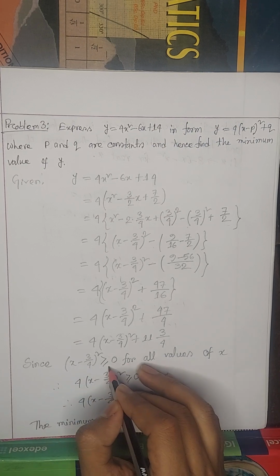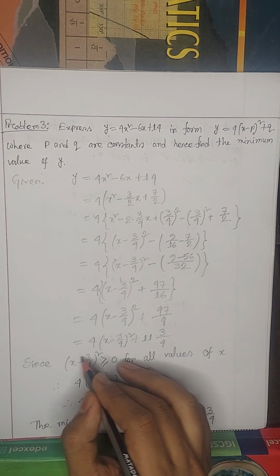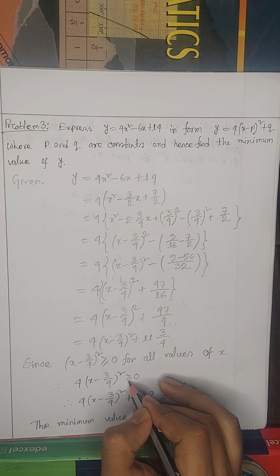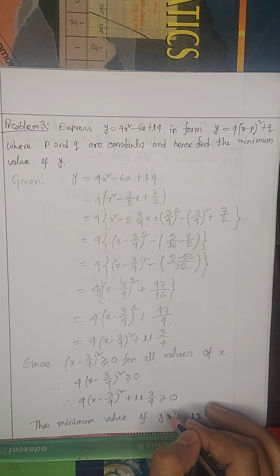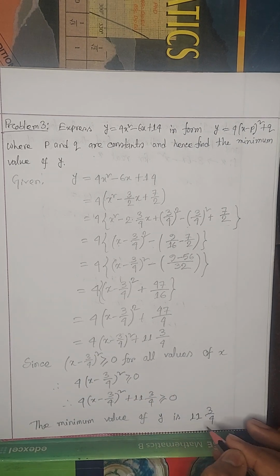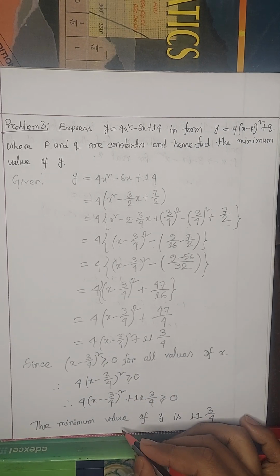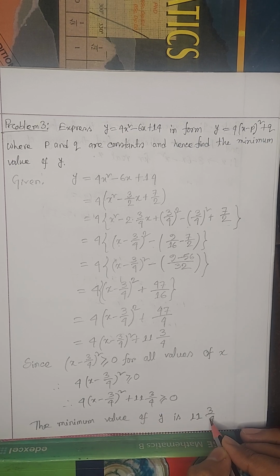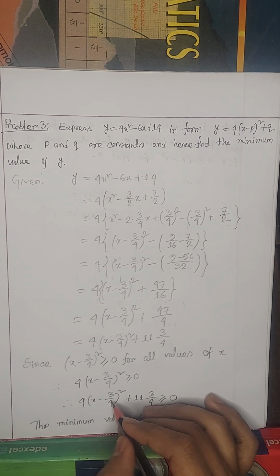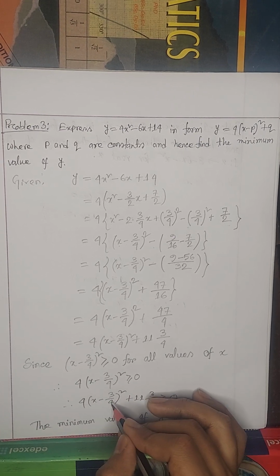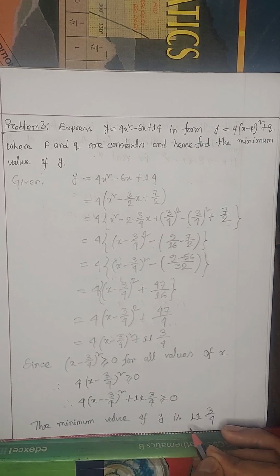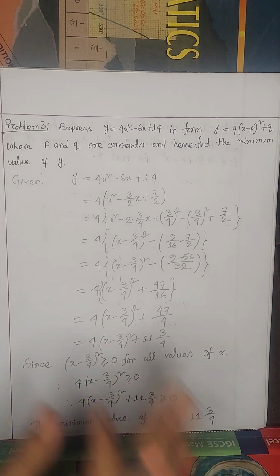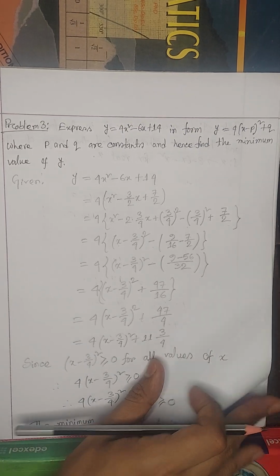So if it is greater than or equal to 0, then 4 times this expression will also be greater than or equal to 0, and this whole expression will also be greater than or equal to 0, and that's why the minimum value of y will be 11 and 3 out of 4. If this part is 0, then the minimum will be this mixed fraction, and that's our solution for this problem.